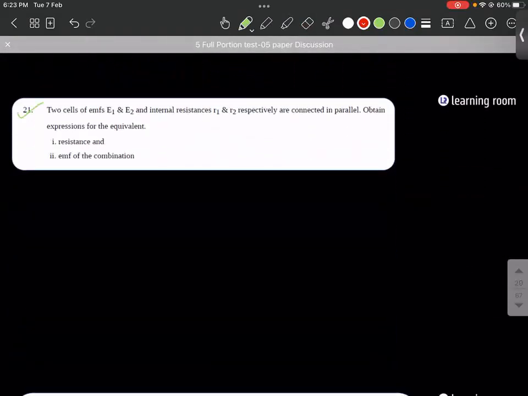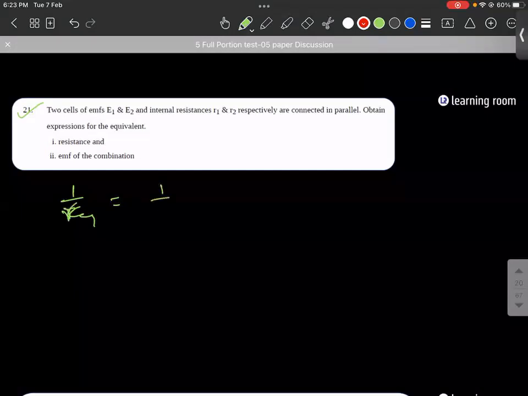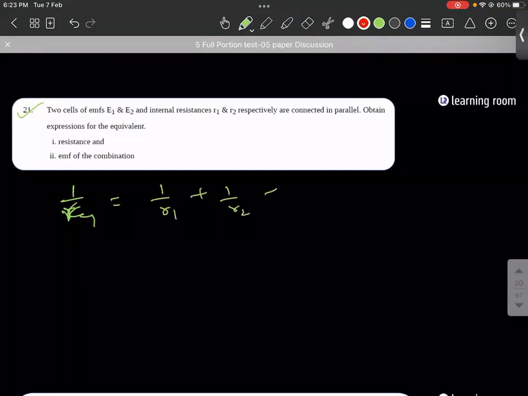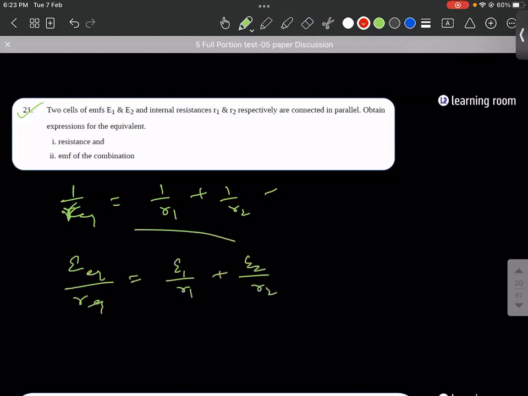Question 21. Two cells of EMF E1 and E2 and internal resistance R1 and R2 respectively are connected in parallel. Obtain the expression for the equivalent resistance. So 1 by R equivalent is equal to 1 by R1 plus 1 by R2. You can derive it. It's a theory question, and you have it in the app. You can check it. Determine the EMF of the combination. So E equivalent divided by R equivalent is equal to E1 by R1 plus E2 by R2.